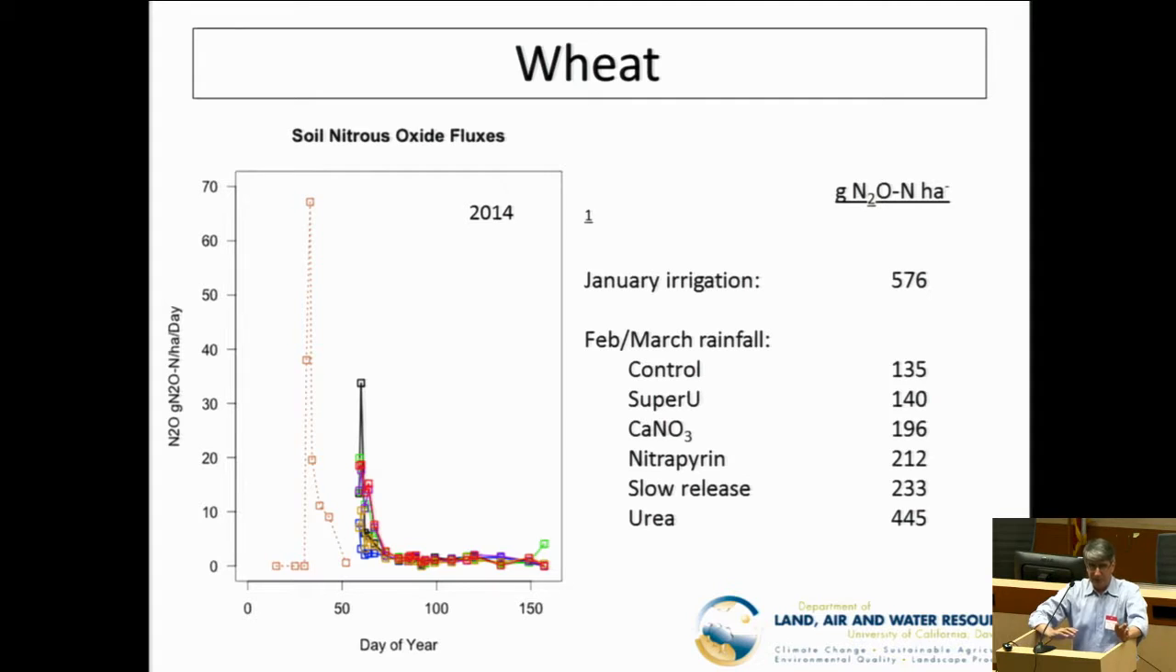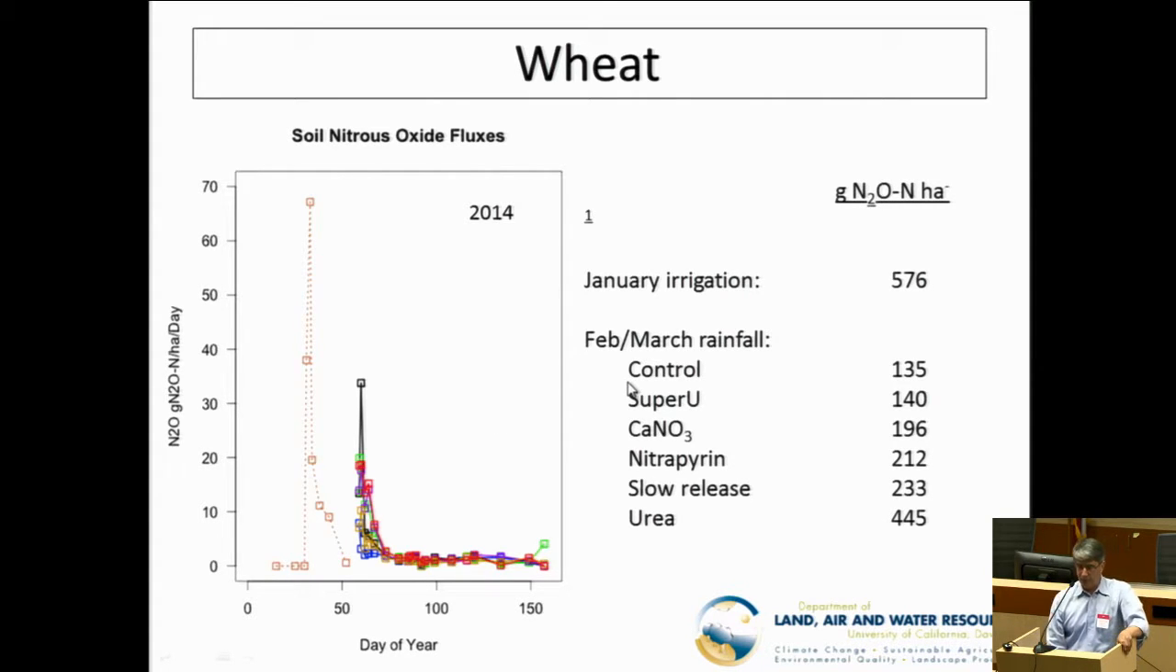The fertilizer that was applied in November was sitting around in the soil, and when the grower applied his flood irrigation, we got this really large peak. It's shown here, and it was about 0.5 kilogram of N2O per hectare. And then we had several treatments for this top dress application just before it started to rain.